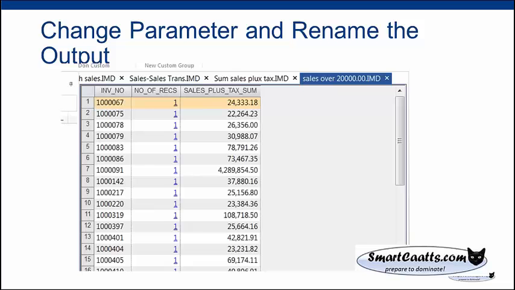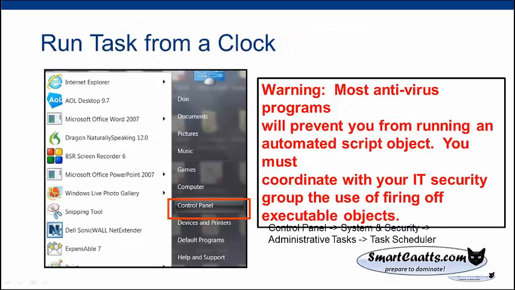Of course, it goes ahead and runs, generates it, and its sales are over 20,000. So I think I've got one more question to do. I'm going to run a task from a clock, and I'm going to use the Windows Task Scheduler to do that. But I put a warning here.